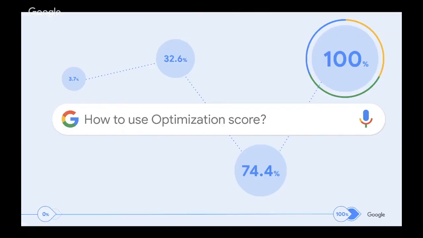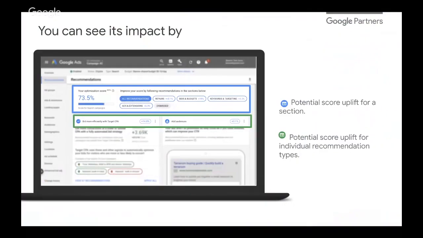So I'm going to take you through how to use the score. So you'll see on the left-hand side of the page that you've got your optimization score at the account level. So it's 73.5%. Then next to that, you've got your all recommendations and you've got your repairs section. So these are things like ad groups that maybe you forgot to add any ads, things like that, bids and budgets, keywords and targeting, ads and extensions, and then dismiss section.